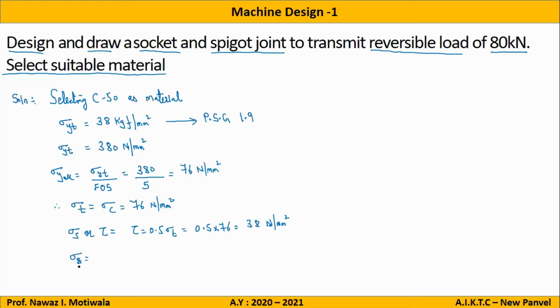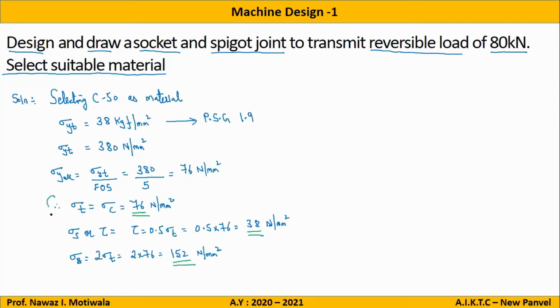So bending stress we can write anywhere between 1.1 to 2 times sigma t. For safety and for uniformity of all, let us take it as 2 times sigma t. So it will be 2 into 76, which will be 152, correct? Yes, sir. The stresses which we are going to use in our calculation are sigma t 76, sigma c 76, sigma s 38, and sigma b 152.